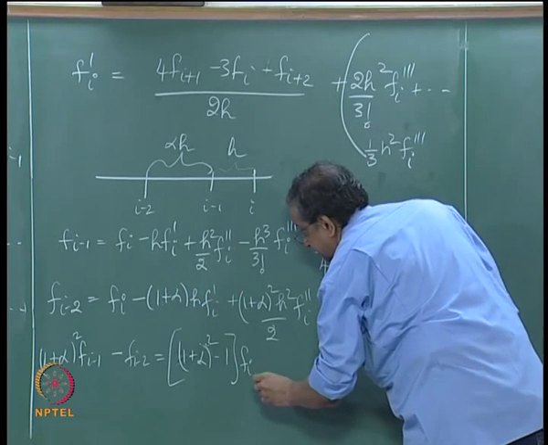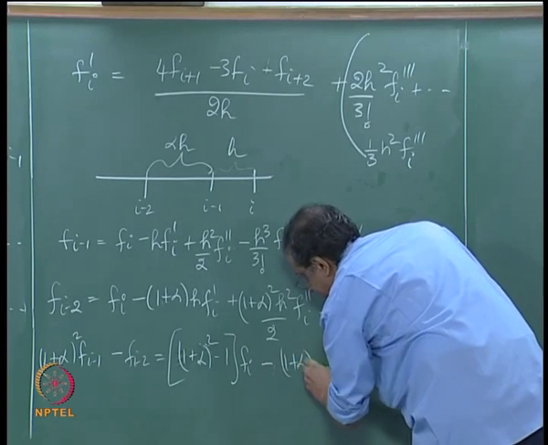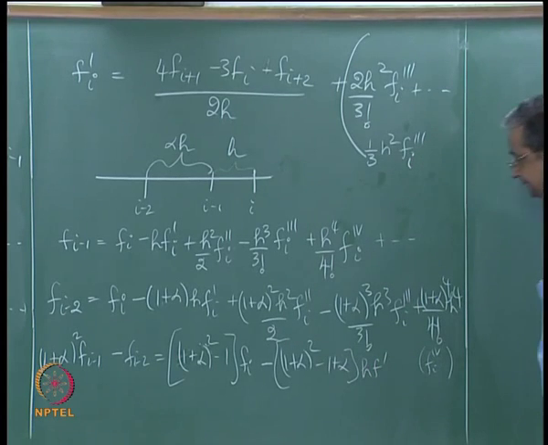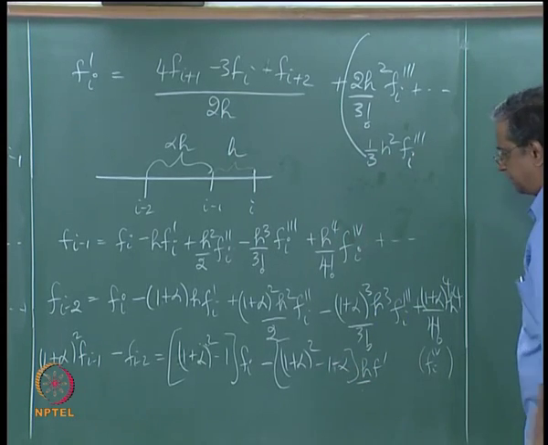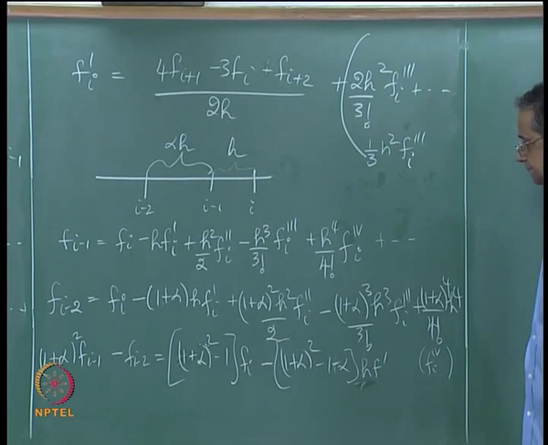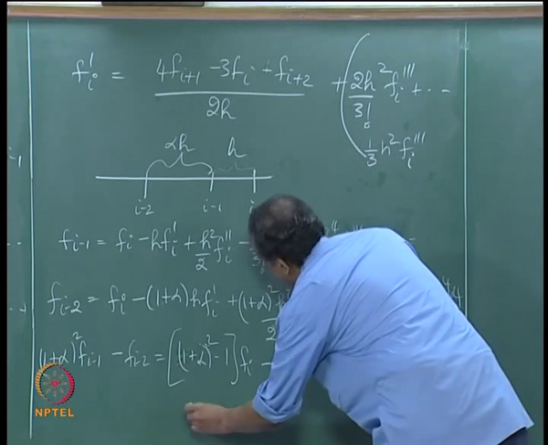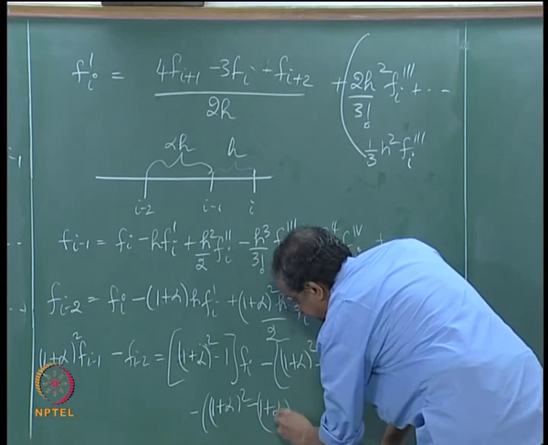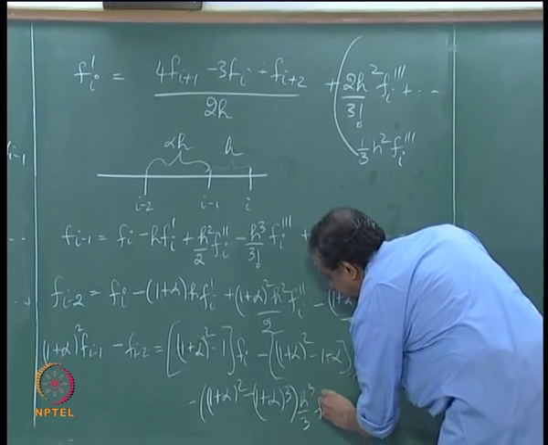So you get 1 plus alpha squared minus 1 plus alpha h f prime, and what else? Alpha, no by 2, that is the first derivative term. Then what is the third term? X cube by 3 factorial. The third term goes away, so then you get minus 1 plus alpha squared minus 1 plus alpha cubed h cube by 3 factorial f triple prime, and I won't bother with the fourth term.